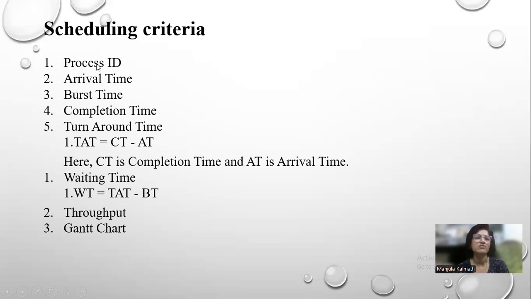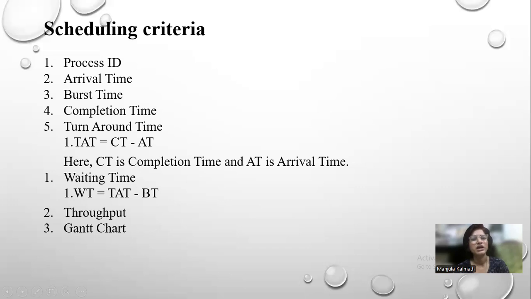First, we have the process ID. Suppose we have 5 processes. Each process will have its unique identity, called the process ID. For example, if 5 processes are coming for execution, then we can give P1, P2, P3, P4, and P5. Otherwise, 1, 2, 3 numbering, any unique identity for each and every process competing for the processor.